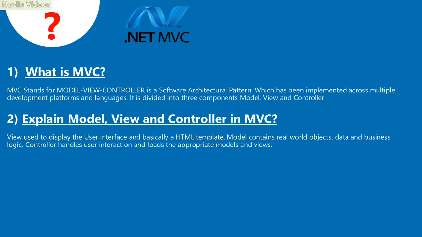2. Explain model, view, and controller in MVC. View is used to display the user interface and is basically an HTML template. Model contains real-world objects, data, and business logic. Controller handles user interaction and loads the appropriate models and views.